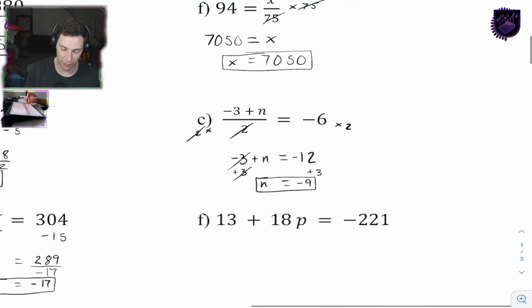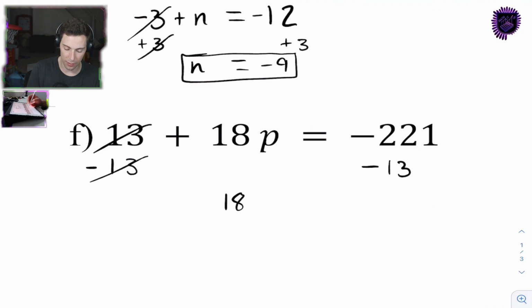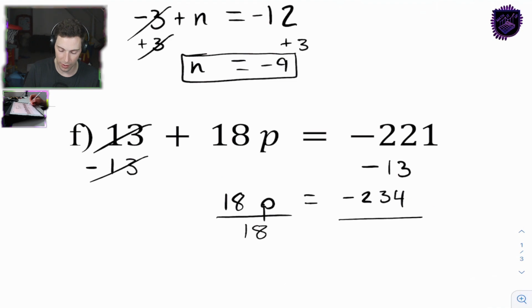All right. 3f. Last two-step equation here. We subtract 13, right? Do the opposite. Subtract 13. That cancels out, leaving us with 18p is equal to negative 234. Divide by 18. It's going to be negative, it's 13. P is equal to negative 13.